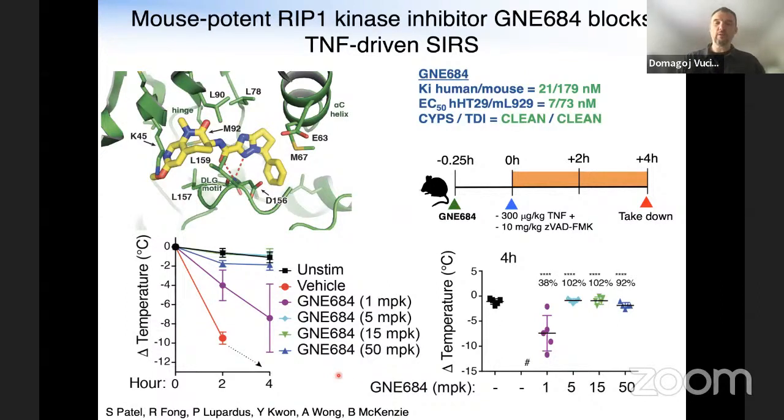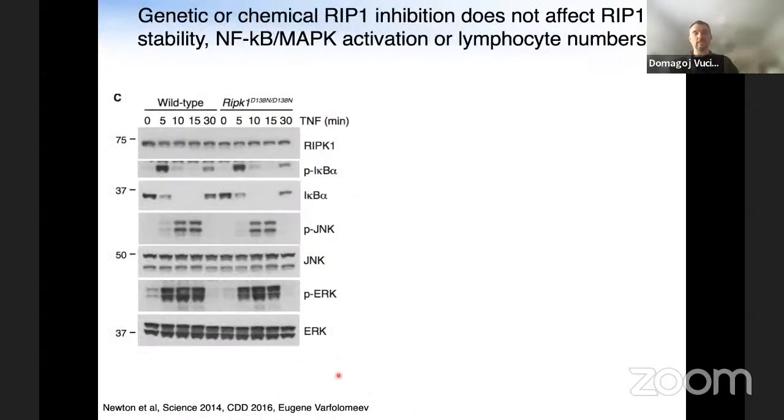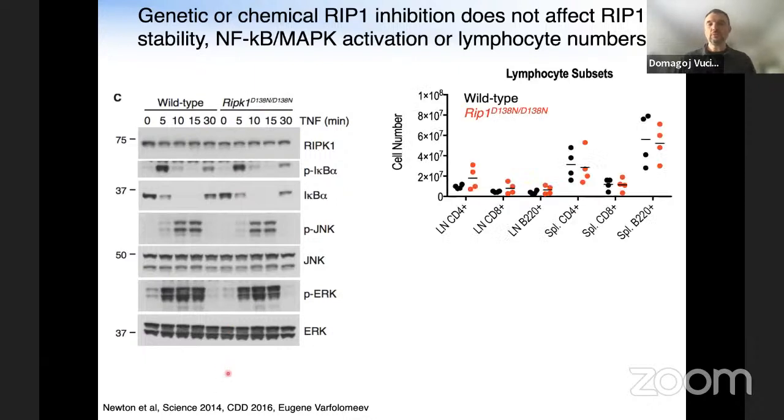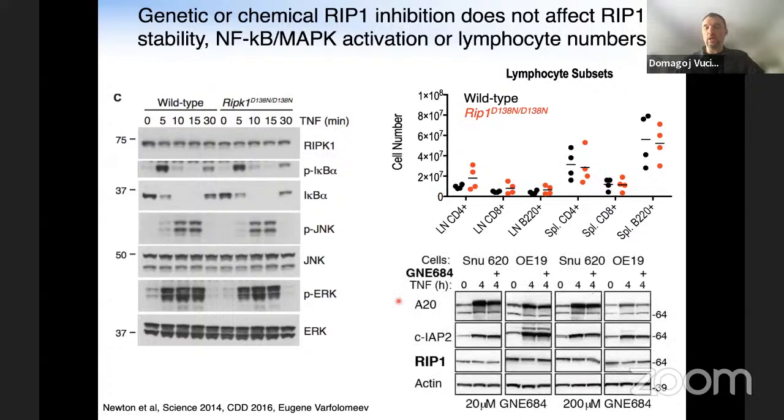Okay. So importantly, as I said, we did all these studies with RIP1 kinase dead mice to show they have no problem. So you see TNF activation of NF-kappa B, JNK, ERK, no problem in the wild types or RIP1 kinase dead mice. We look at the lymphocyte subsets, no difference. They're completely okay in wild type or the kinase dead mice. And also, if you look at the compound, unlike IAP antagonist, no effect on RIP1 levels.